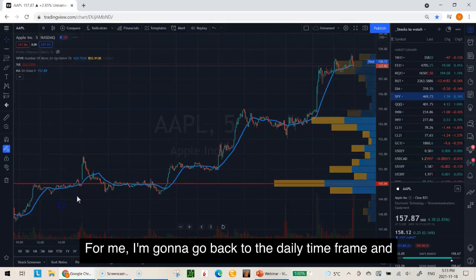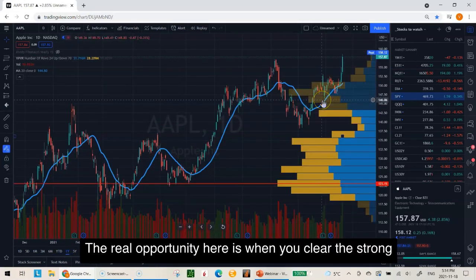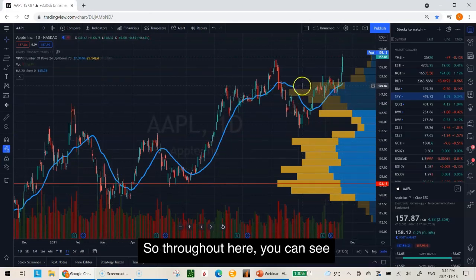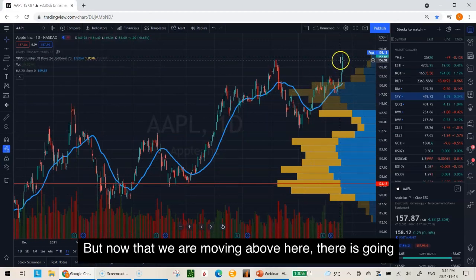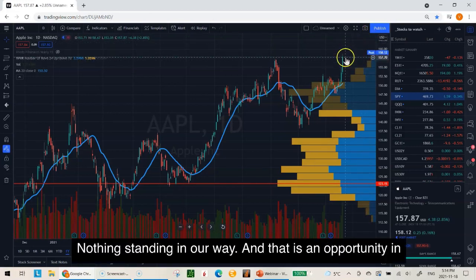For me, I'm going to go back to the daily time frame, and here it is. Let me bring in 1 year of data. The real opportunity here is when you clear the strong areas of support and resistance. So throughout here, you can see the bars were pretty even, right? But now that we are moving above here, there is going to be nothing standing in our way, and that is an opportunity in and of itself.